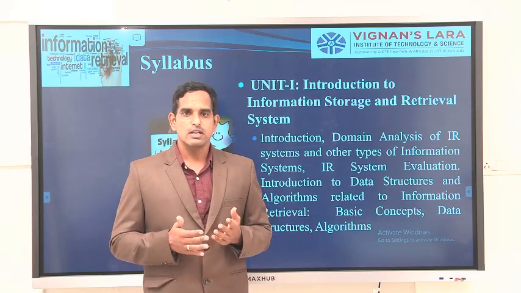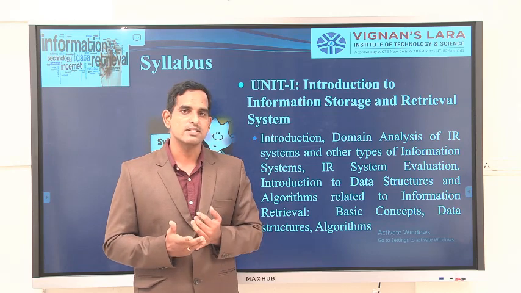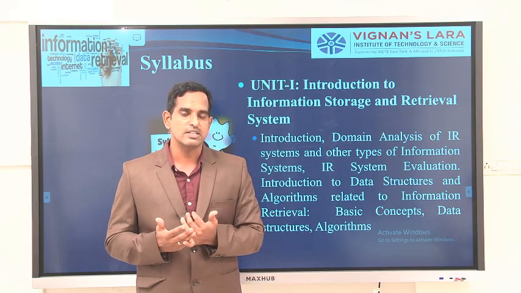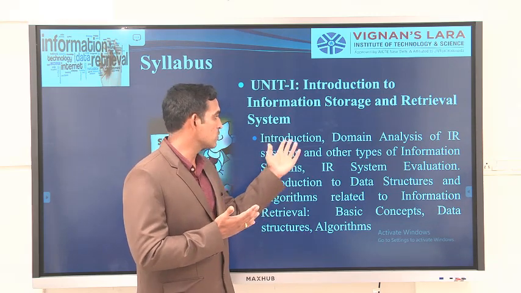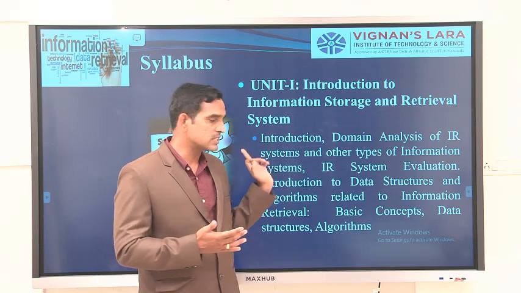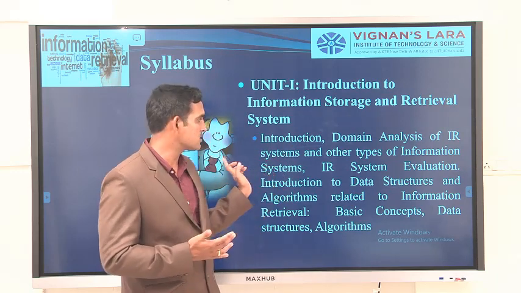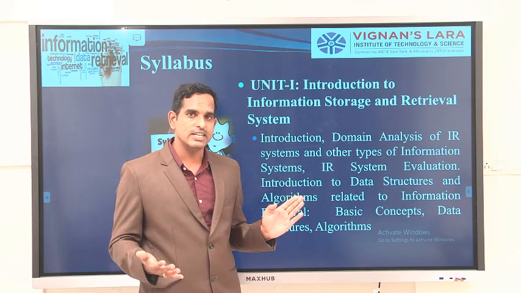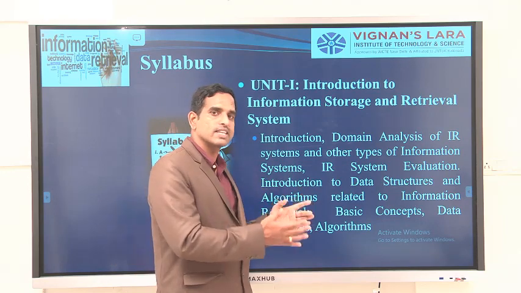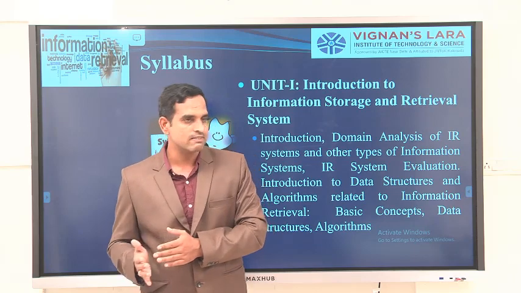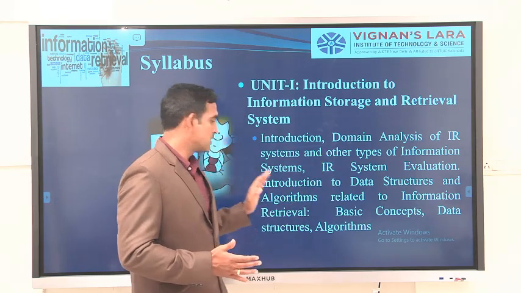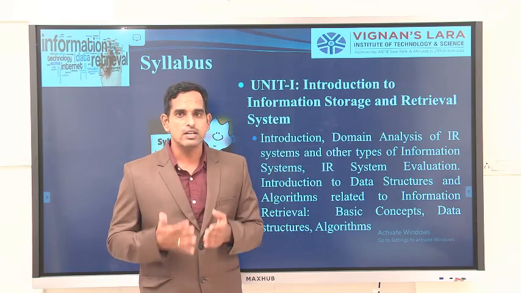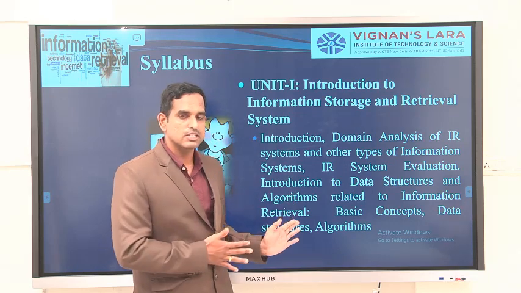As a part of this unit, you will be learning about the basics of an information retrieval system. So we will be looking at first what information retrieval is and how you are going to perform information retrieval. Then we will be looking at the various information retrieval systems you have, that will be the domain analysis. Then what other information retrieval systems you have. Next we will be looking at how to evaluate an information retrieval system, that is how we are going to say one information retrieval system is better than another one, that is IR system evaluation. Next, introduction to the data structures and algorithms. So what are the various data structures and algorithms concerned with information retrieval systems?